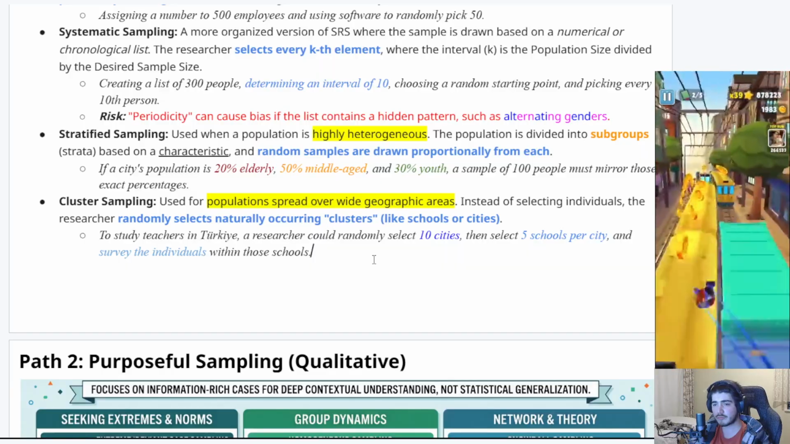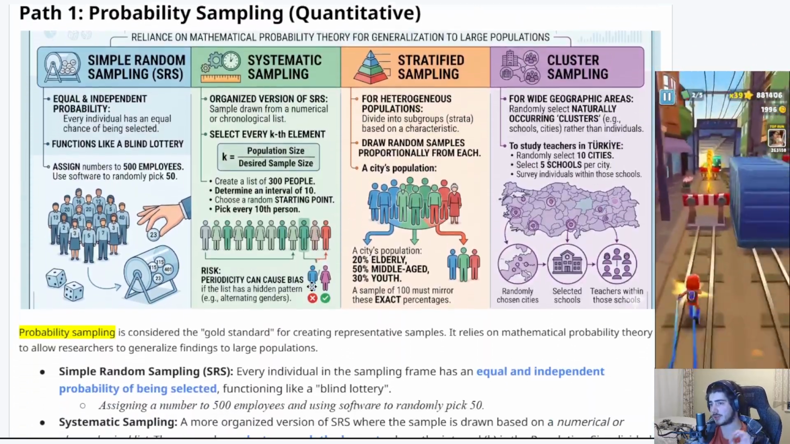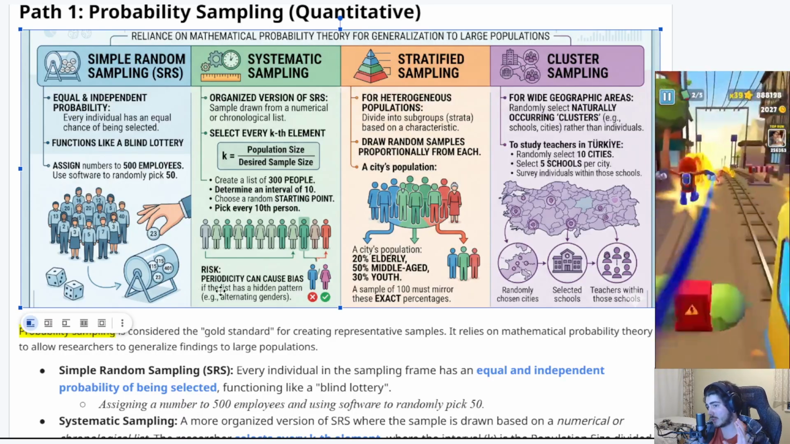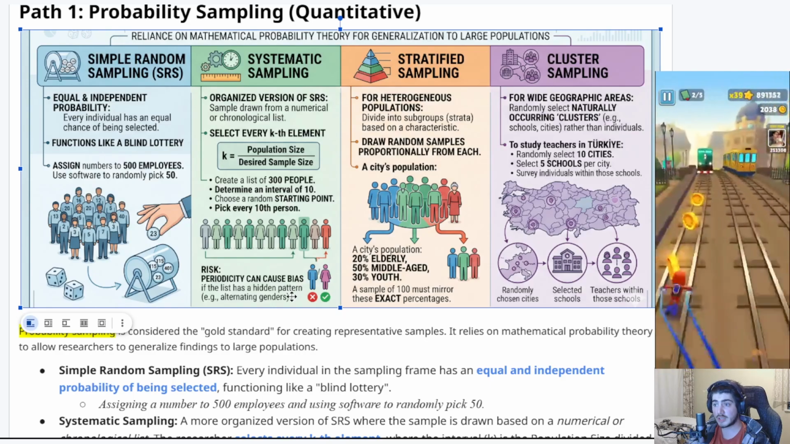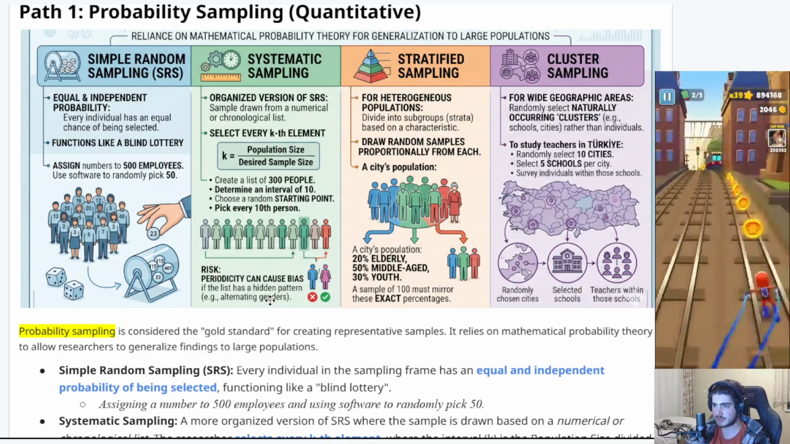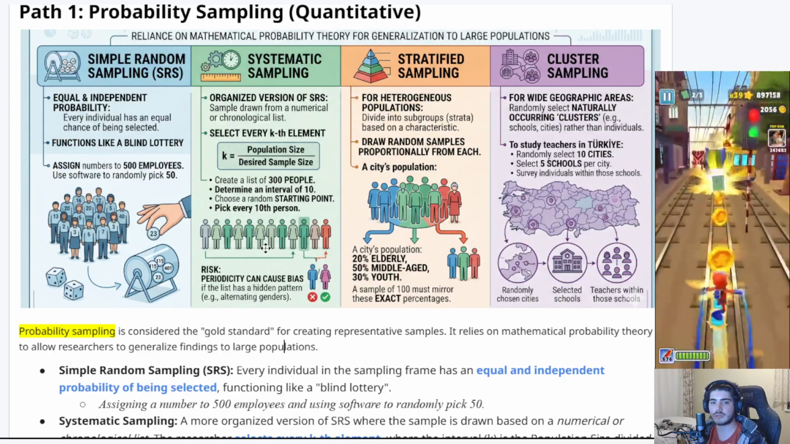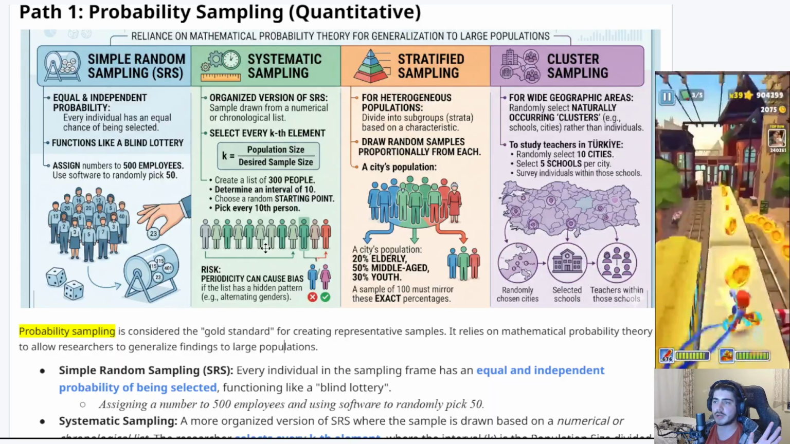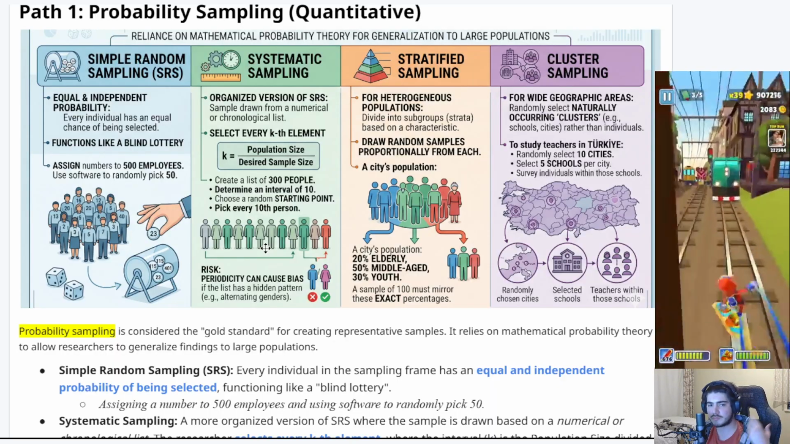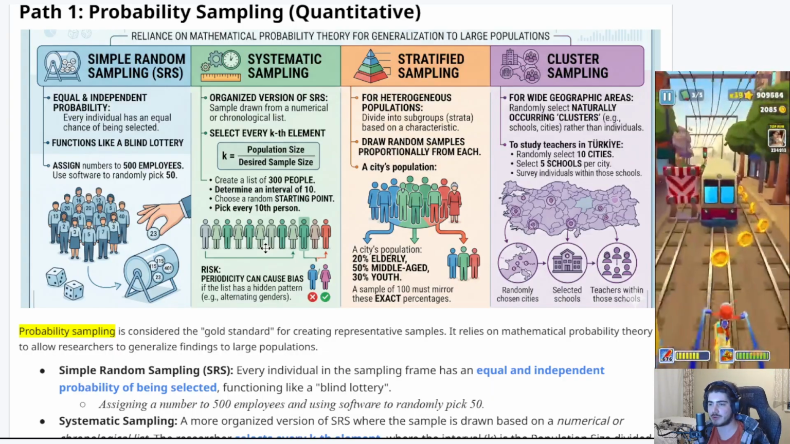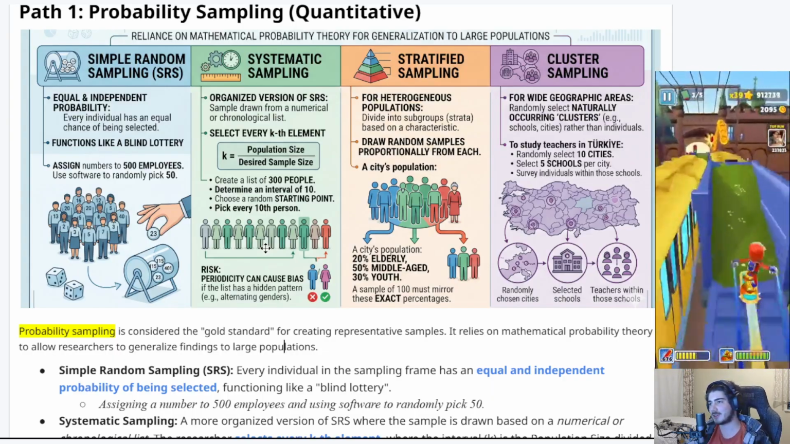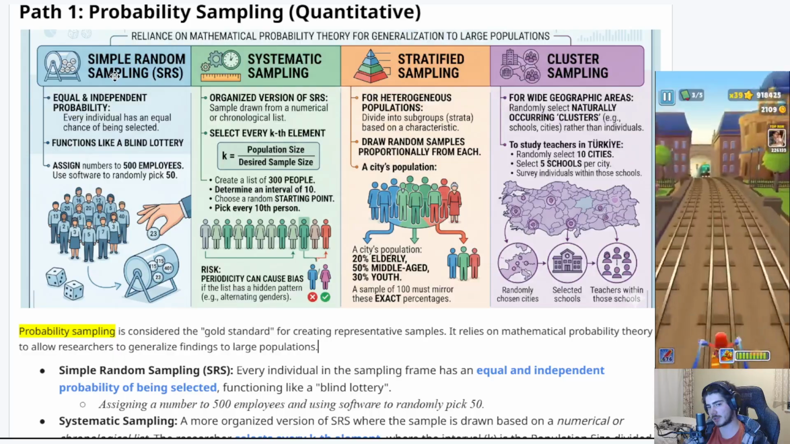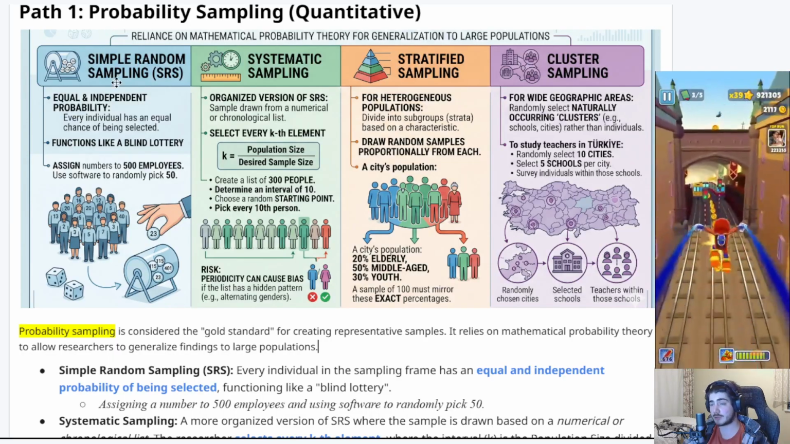study. Now, this can introduce some issues like causing bias. For example, if the list has a hidden pattern like alternating genders, this may cause only females to be selected, for example. But it's simply just picking every nth person, kth person, speaking mathematically. It's simple, really. Instead of picking at random, you pick at an interval.